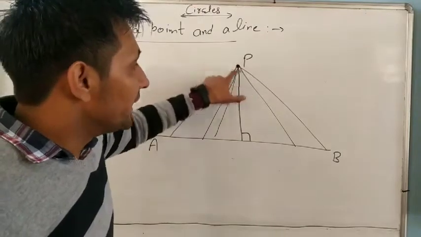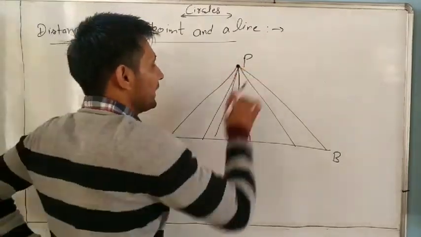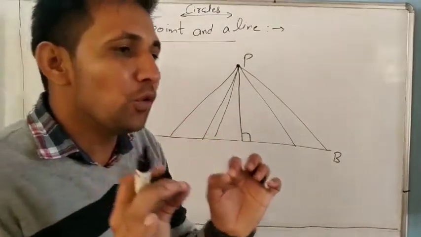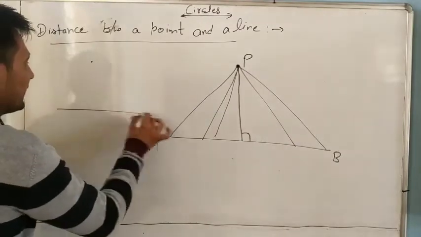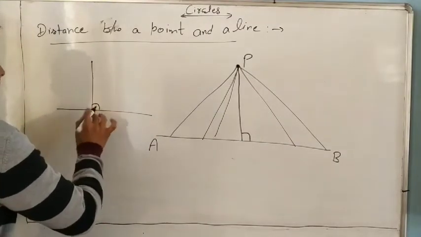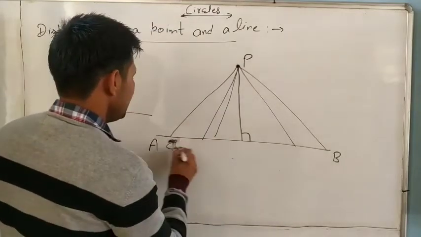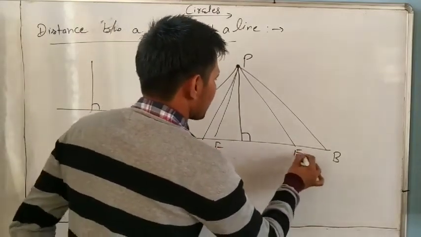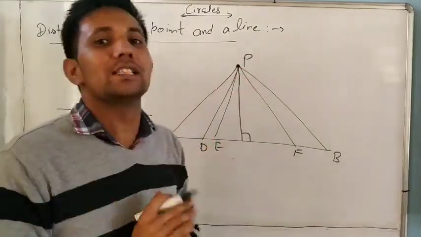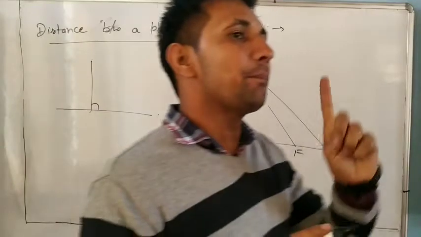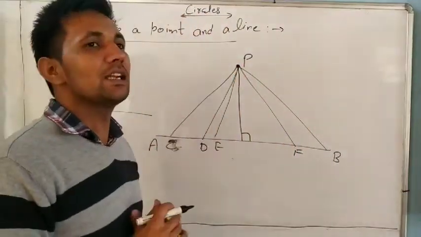Understand or not? So it is the distance between the point P and the line AB. If you want to find the distance between a point and a line, the distance is always perpendicular. Look at P to B, C, D, E, F. P to F is also a distance, but it is not the shortest distance. Always we will take the perpendicular distance, and the perpendicular distance is always the shortest distance.